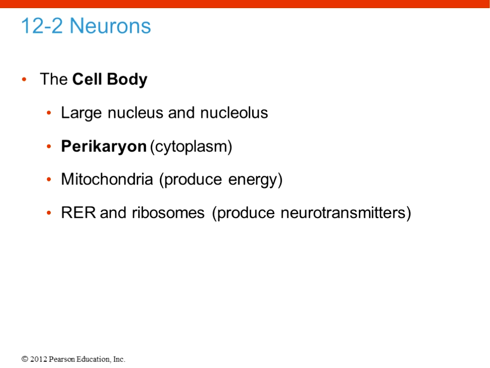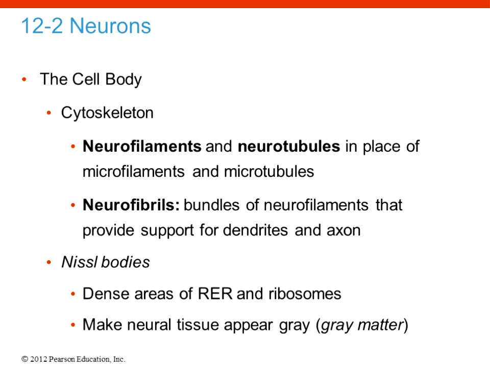All right. So the cell body is the largest, and contains a large nucleus and nucleolus. It also has cytoplasmic contents referred to as perikaryon. The mitochondria, of course, are in the cell body and help produce ATP energy for the neuron. There's also rough endoplasmic reticulum and ribosomes, which help manufacture neurotransmitters. So a lot of things are going on in the cell body, like the cytoskeleton producing neurofilaments and neurofibrils, also Nissl bodies, which are dense areas of rough endoplasmic reticulum and ribosomes.